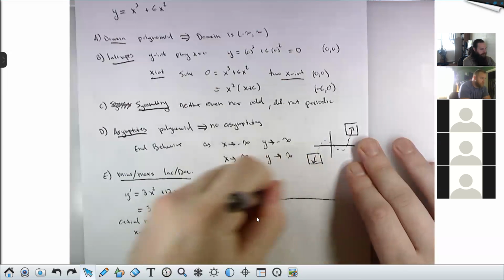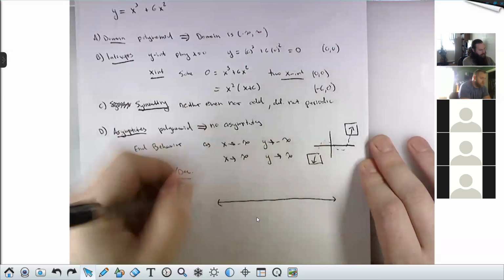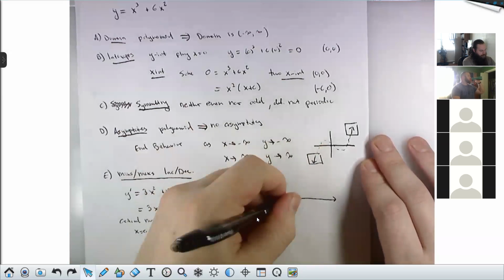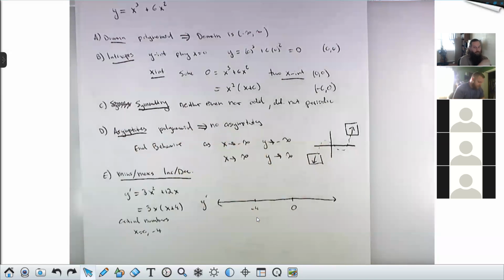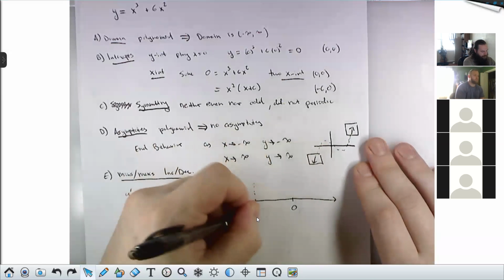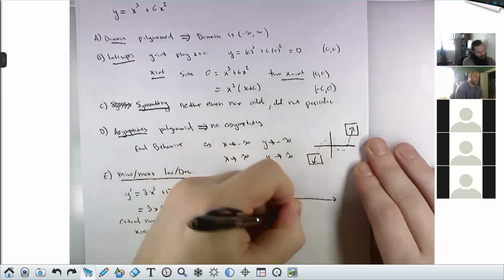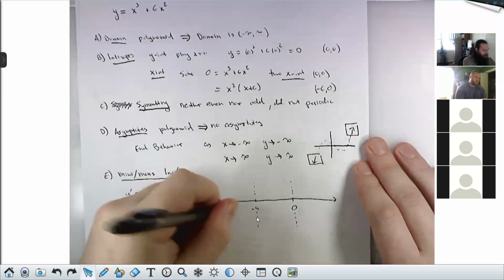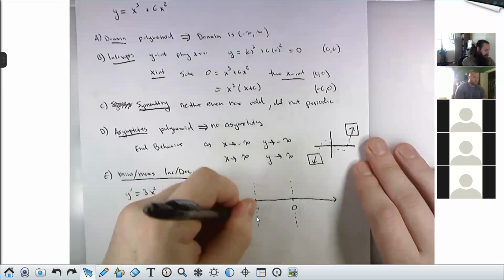So I'll draw a number line here for y prime, and I'll put -4 on here, put 0 on here. Then we'll need to test something from each of these regions. To the left of -4, I could test -5 or -6. I plug -5 in here. Then this would be 3 times -5, which is -15, times -1, because -5 plus 4 is -1. So -15 times -1 is +15. So y prime of -5 is +15.